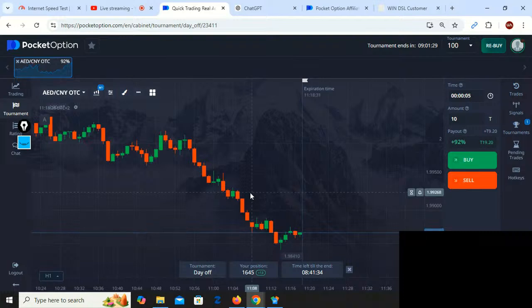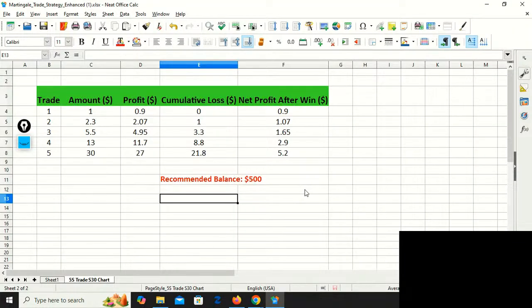Okay. So without further ado, we'll come back to the charts. Don't worry, we'll trade live. We will set up the chart as needed. However, first let me show you the Excel sheet, the spreadsheet that should always be on hand when trading these kinds of strategies.